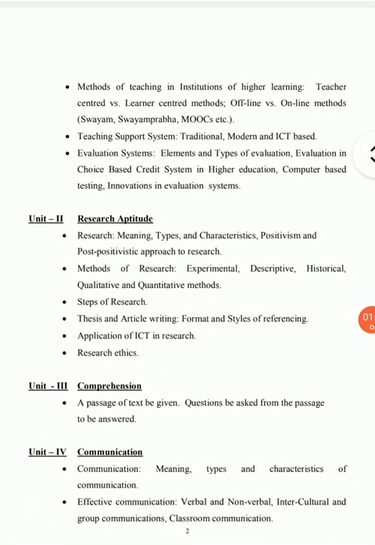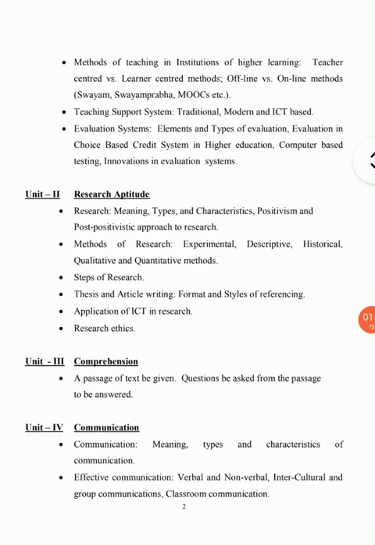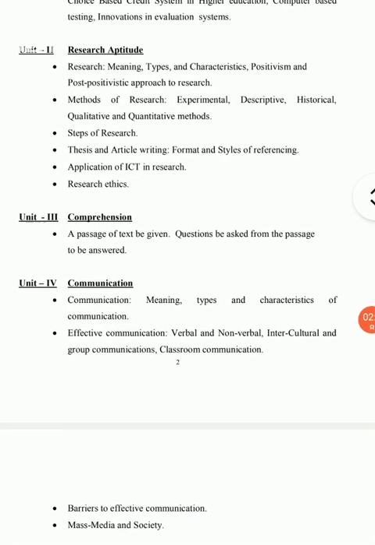Unit 2 is research aptitude. We have to study the meaning, types, characteristics, positivism and post-positivistic approach to research. Then methods of research, that is experimental, descriptive, historical, qualitative and quantitative methods. Then the steps of research, thesis and article writing, applications, then research ethics. The third unit is comprehension. In comprehension, a passage will be given, so you have to read it and answer the questions.